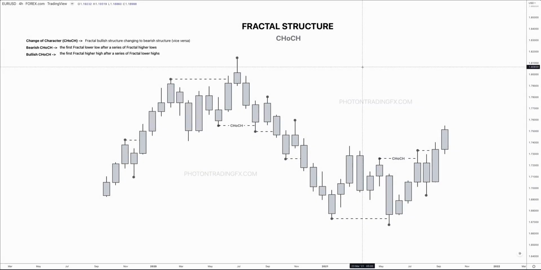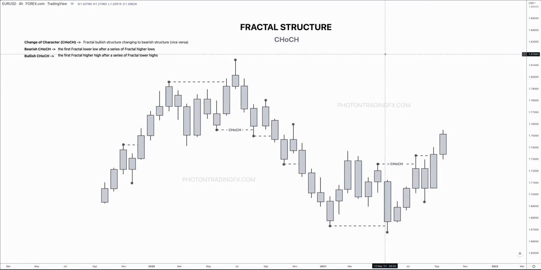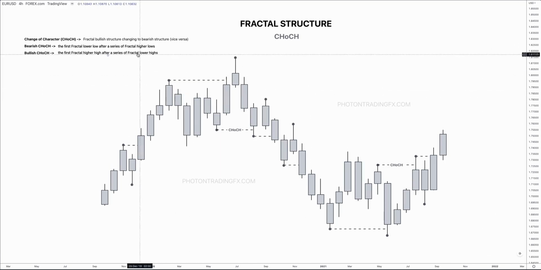Okay, so CHoCH, change of character, what is it? And how are we looking at this? Well, it is very simply basically everything that we just looked at, except we use the term change of character for when the fractal structure changes trend. CHoCH, which is short for change of character, simply means the fractal structure has changed trend, and we draw it on the line where that fractal structure changes trend. And that's it. I can't make it any more simple than that. That's as complicated as it needs to be, okay? So change of character, CHoCH, is the fractal bullish structure changing to bearish structure, and vice versa. So all that means is fractal bullish structure shifting to bearish, i.e. the trend change, and then again, right?